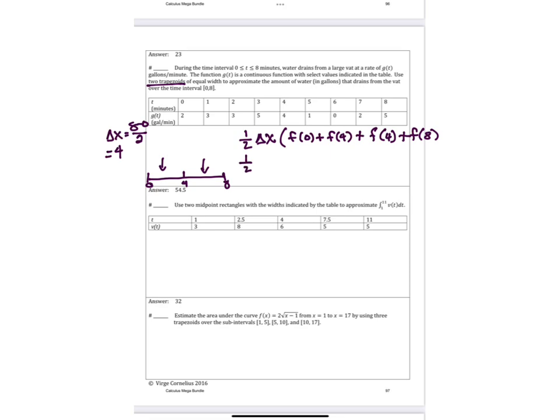And our delta x in this case was 4. And f of 0 is 2 plus 4 plus 4 again plus 5.